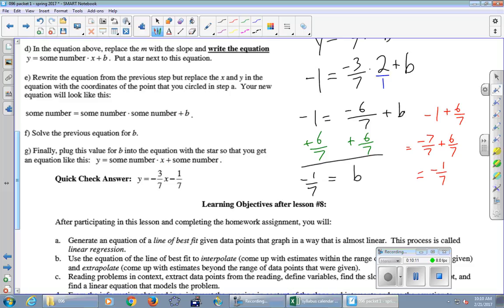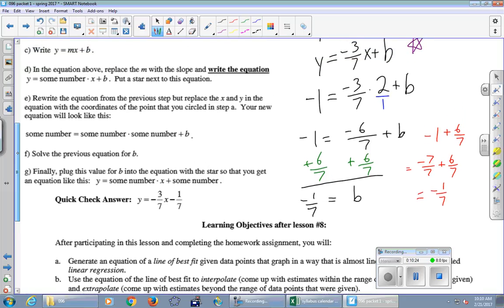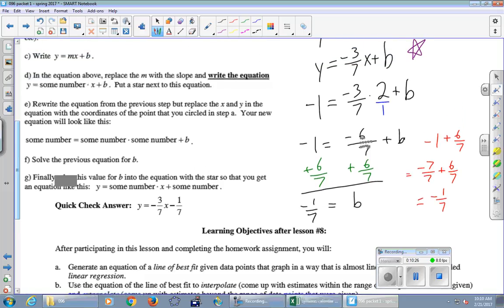Okay, and then last step is part G. It says finally plug this value for B into the equation with the star. We got to go all the way back to the one with the star on it. It's not even on the page anymore. There it is right there, the thing with the purple star. We go back to Y, we go back to X. Those reverted to X and Y again, but we change the B to -1/7, and that's going to be our final answer here. So I'll put Y equals -3/7 X plus, and then actually we'll make it a -1/7.